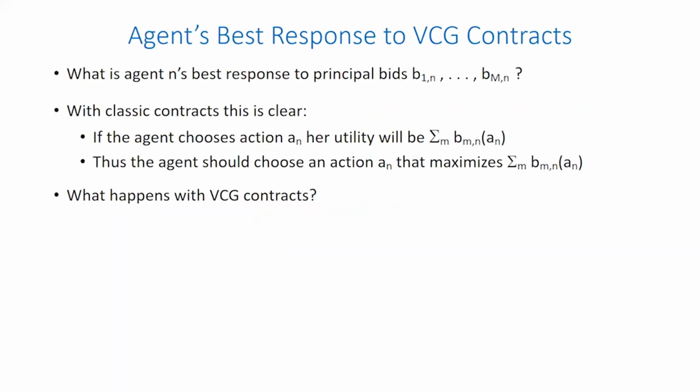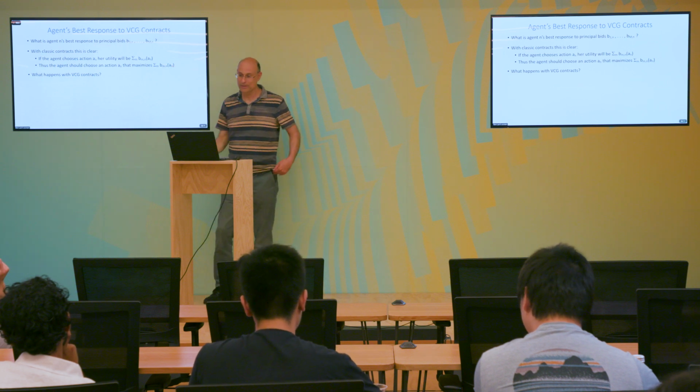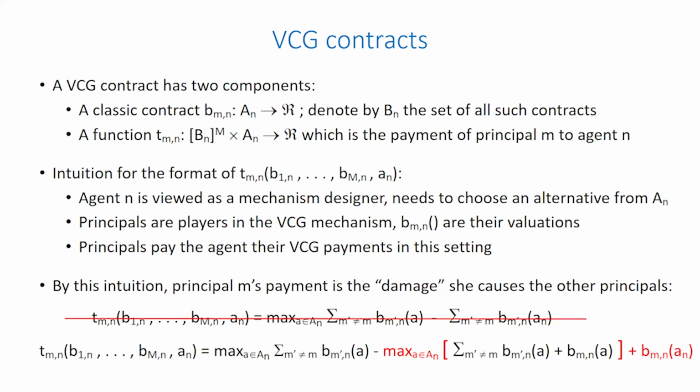If I look forward at what the agent will do, given a set of contracts, initially it could seem unclear what action the agent will take. Remember that in classic contracts, it's very simple. The agent will simply look at the action that maximizes the sum of bids from all the principals, because what the agent will get is simply the sum of bids from all the principals. And so in classic contracts, the agent chooses exactly the action that maximizes this.